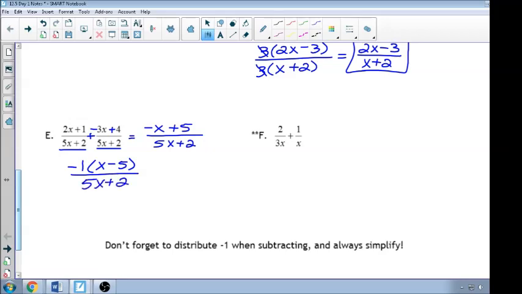That is a pretty good practice on the fact that that does come up. And when that comes up, we tend to have to take out the GCF of negative 1 in order to be able to cancel things. So you may want to do that. I wouldn't count anything off on it though. But that is my final answer, negative 1 times x minus 5 over 5x plus 2.